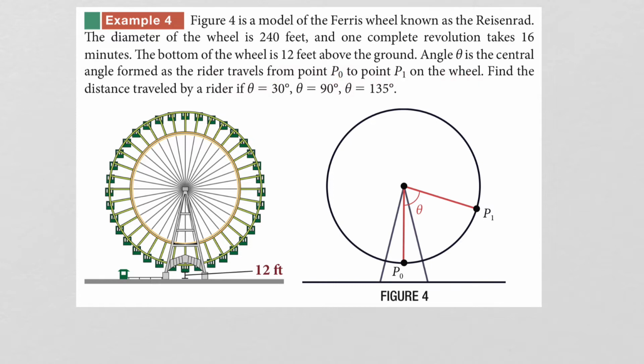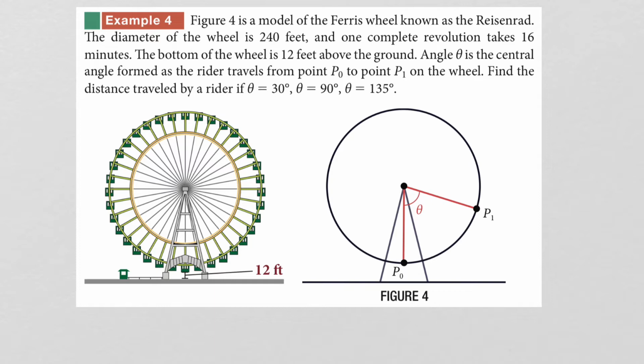And over here we have a demonstration. So P0 is the point at the very bottom of the Ferris wheel. And as it begins to move, the rider moves to point P1. We want to find the distance traveled if the angle theta, so this angle here, is 30 degrees, 90 degrees, and 135 degrees. Okay, first of all, we need the radius of our Ferris wheel.